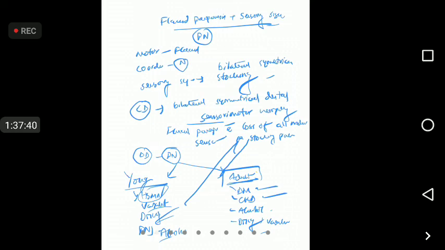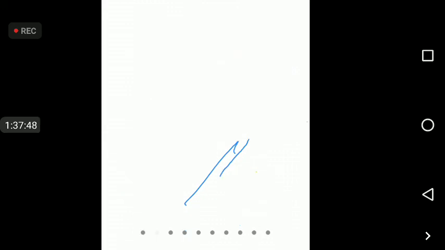Okay. So regarding the investigation, I will do NCS and EMG to confirm this is a nerve problem, to confirm this peripheral neuropathy and exclude myopathy.